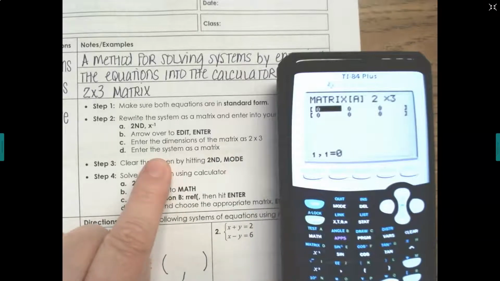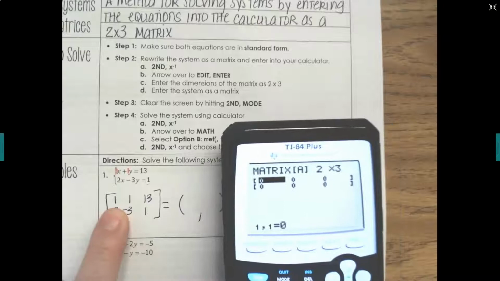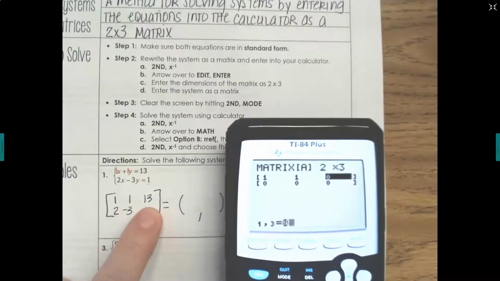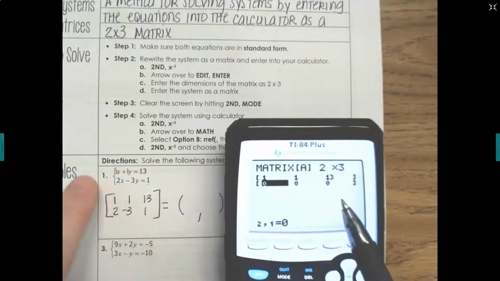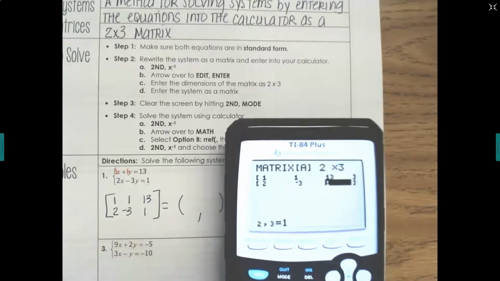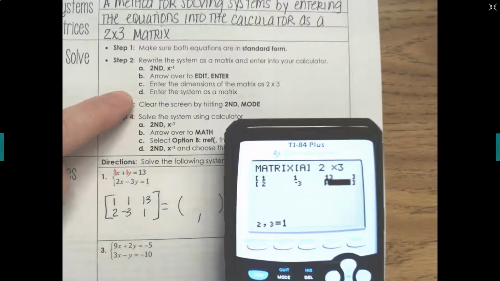Now we're going to enter the system as a matrix. That's what we wrote down here. So you're going to take 1, enter, 1, enter, 13, enter. Notice how they're in the exact same positions as the original problem. And then we have 2, enter, negative 3. It's not a minus 3, it's a negative 3. Enter, 1, enter. Okay, now we have everything put into our matrix. So that's the end of step 2.